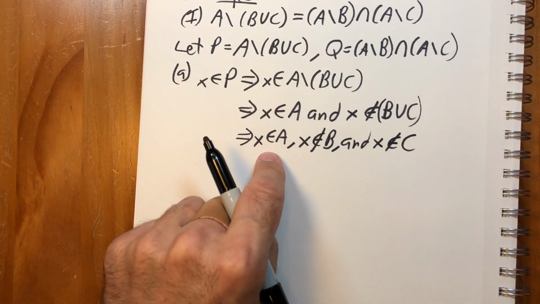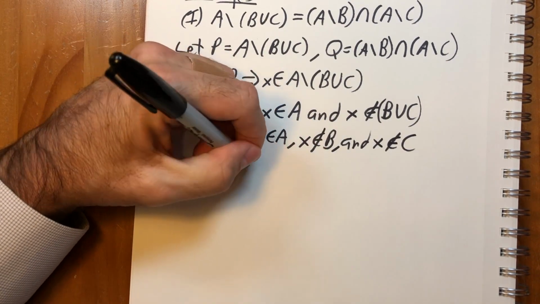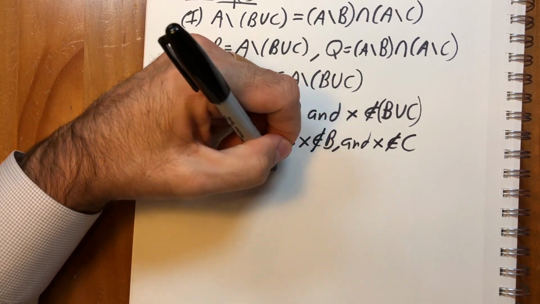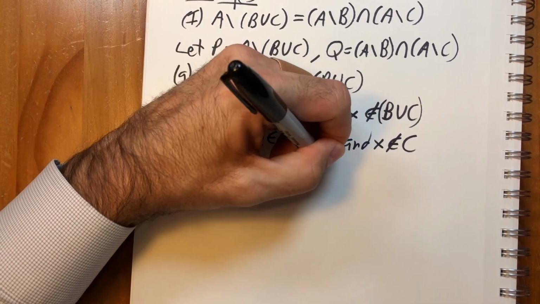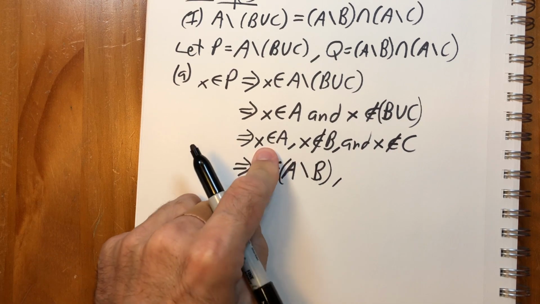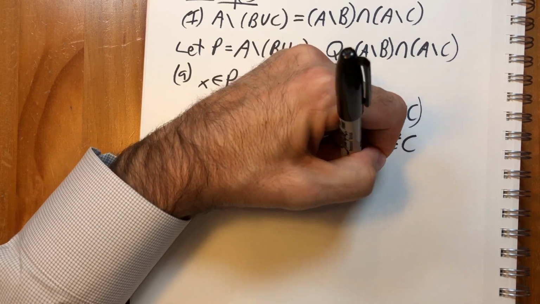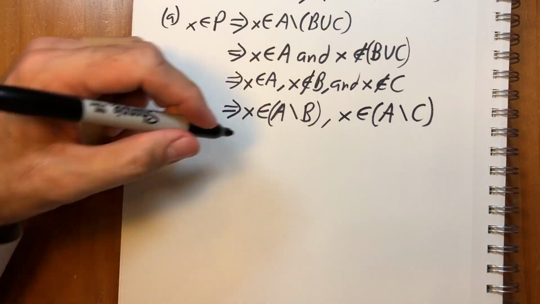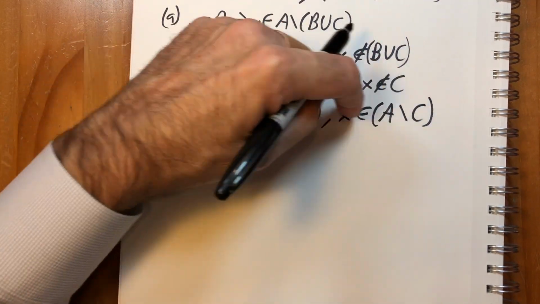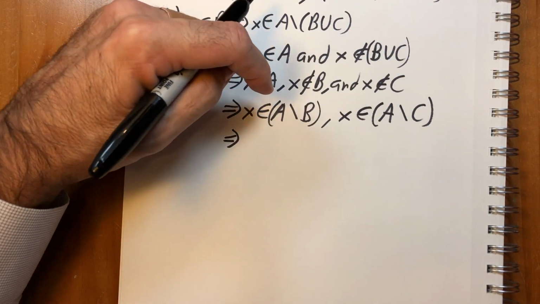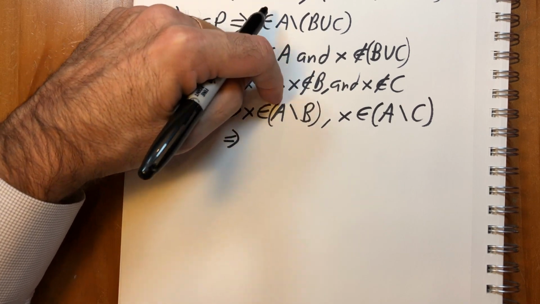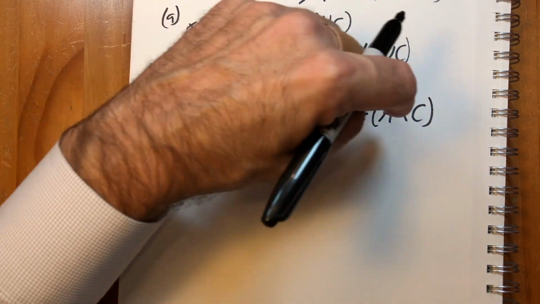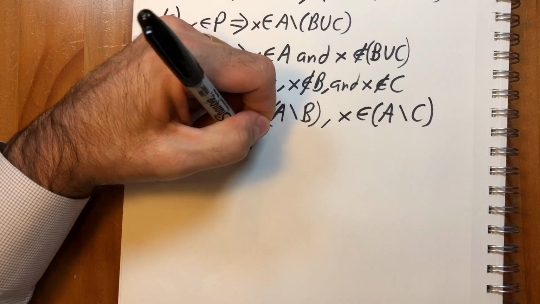And then if X is an element of A and not an element of B, that implies that X is an element of A minus B. And if X is an element of A and not an element of C, that implies that X is an element of A minus C. And that is just the definition of intersection, right? If X is an element of this set and it's an element of that set, then it's an element of the intersection of the two sets.